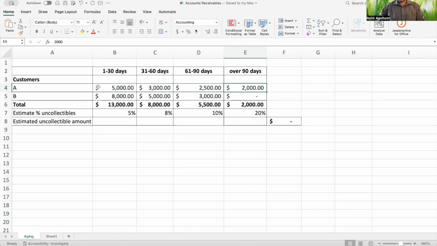Okay, so customer A owes you $5,000, and this is just a very, very new amount within the last month. $3,000 this customer owes you from before 31 days. Okay, so this amount is old. It goes from 31 days to 60 days ago. And then you have $2,500 that this customer owes you from an even older time period, 61 to 90 days before. And $2,000 over 90 days.